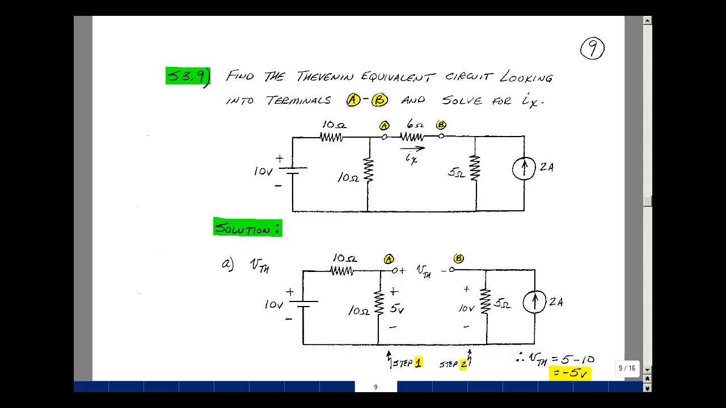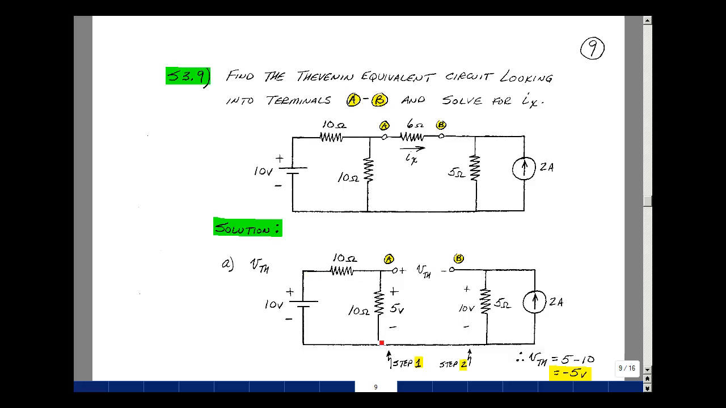The Thevenin equivalent circuit is a two-step process. First we remove the load, and we find the open circuit voltage, and then we find the resistance looking back into those terminals with all the independent sources set equal to 0. So let's do the first one. Remove the load, and let's find the voltage between these two terminals.